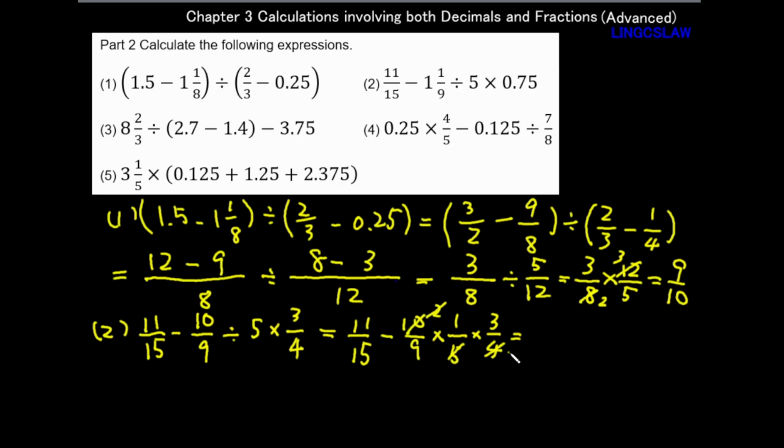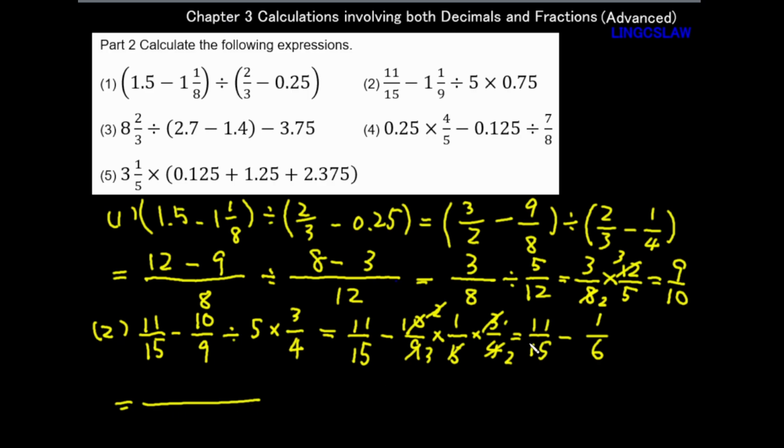2 and 2. So 11/15 minus, still I can simplify this one, 3. So the denominator is 3 times 2 equals 6, and the numerator is 1 times 1 times 1 equals 1.